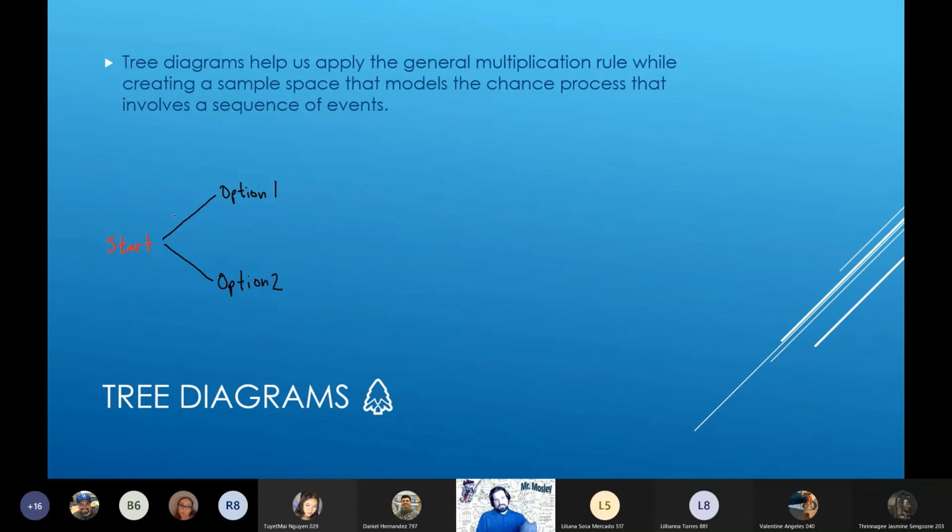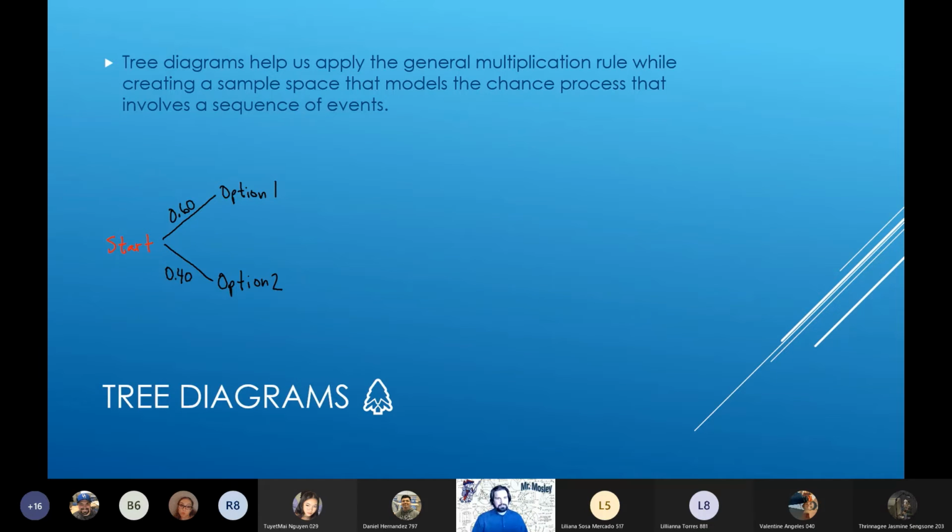And just for the sake of the example, let's say that there's a 60% chance option one happens, which leaves a 40% chance that option 2 happens. All right. Each step, or each part of the sequence that branches off of a single event has to add up to 100%. Hence 0.6 and 0.4. When we add those, we get 1.